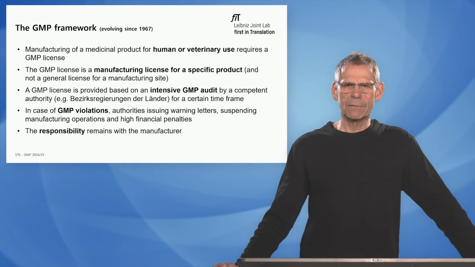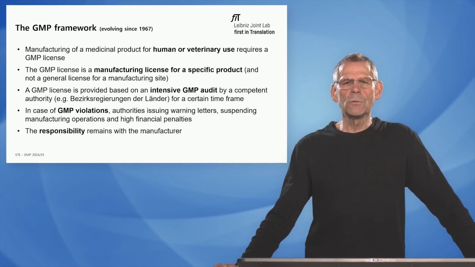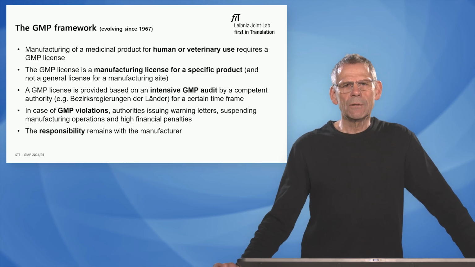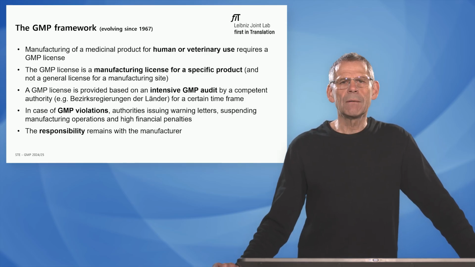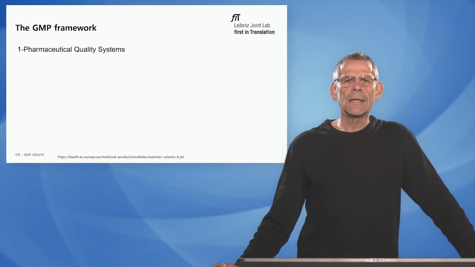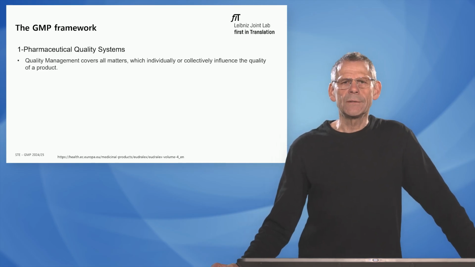So now let's take a look into the different parts which we saw in the first slides on the EudraLex Volume 4, General Rules on GMP. There are 9 parts which I would like to show you a little bit in detail right now. So first of all, it's about the pharmaceutical quality system.